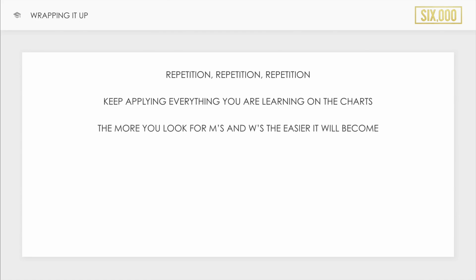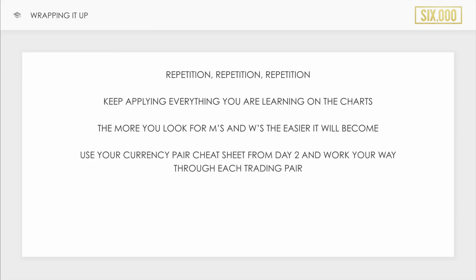And the more you look for these M and W type structures, the easier it will become when you're trading a live account. Therefore, the easier it will become to manage your trades, to enter a trade, to exit a trade. You'll know exactly what's happening ahead of time. What I want you to do is use your currency pair cheat sheet from day 2. Work your way down from top to bottom. Work through the different trading pairs.